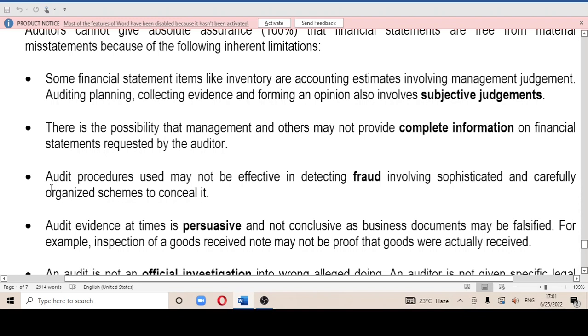And also limiting the audit, the audit procedures used may not be efficient in detecting fraud involving sophisticated and carefully organized schemes to conceal it. Here you would find that the senior managers may be accountants, and they will easily conceal the fraud if it occurred, and the auditor may not find it, which will limit the auditor from detecting such fraud.